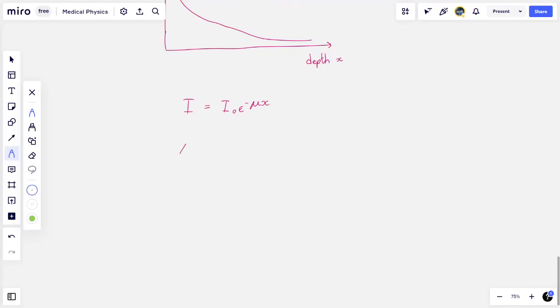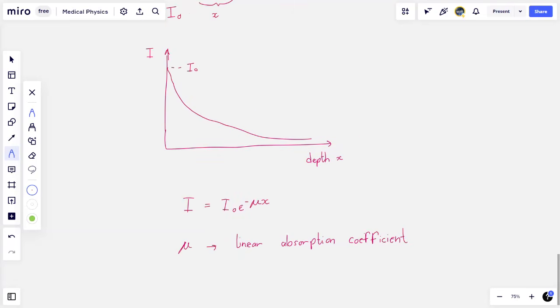Now, mu here, the Greek letter mu, is the linear attenuation coefficient or the linear absorption coefficient. It basically just tells you how much of the wave is being absorbed. If the linear absorption coefficient is high, if mu is high, this graph drops very rapidly. If it's not so high, then the graph drops a little bit more gradually.